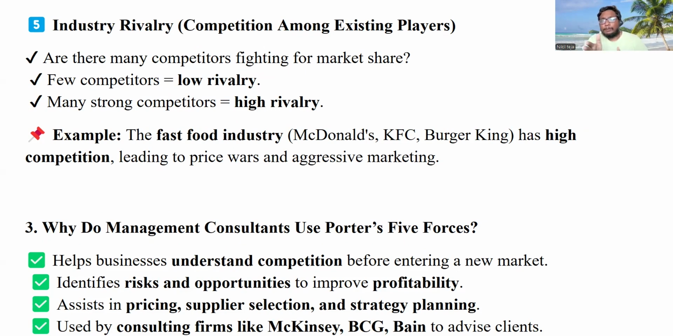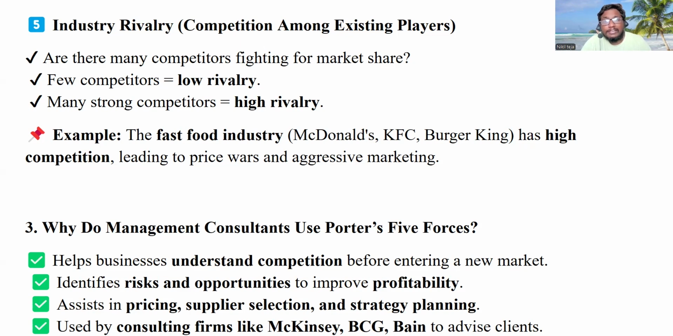So there are many companies fighting for the market share of the industry. Basically, if the competitors are more, there will be high threat. If the competitors are less, there will be low threat. So fewer competitors, low threat; strong, many competitors, high rivalry. As simple as that, right?